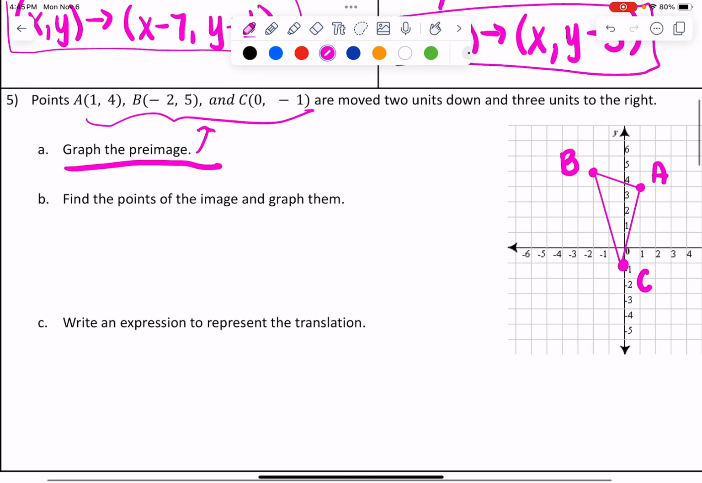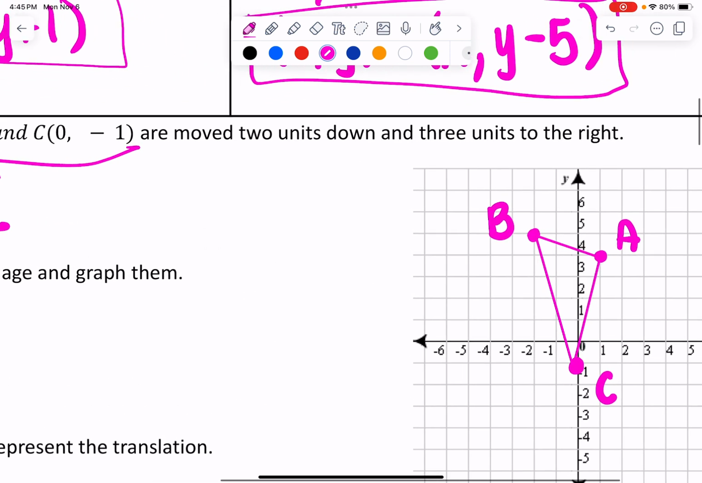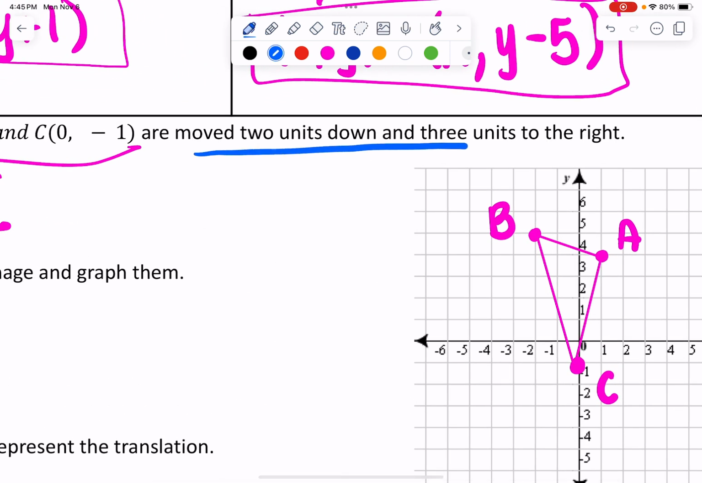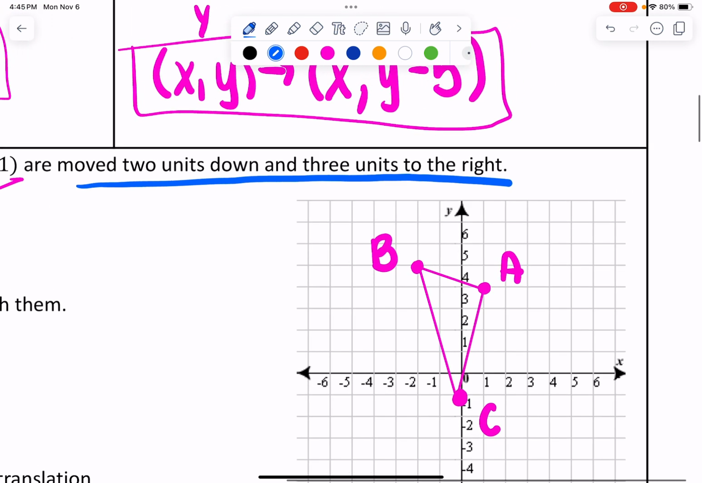So here's what I'm going to do next. You're translating. So how am I going to do this? Well, when it says you're translating 2 units down and 3 units to the right, I'm going to move each one of these points in that direction. This is what I mean. If I'm starting off with A, I'm going to count 3 steps to the right first. So that's going to be 1, 2, 3. Then from there, I'm going to go 2 units down, 1, 2. And once I've done that, that becomes my new point A prime. Make sure you erase your little loopies, so it's not a messy graph.